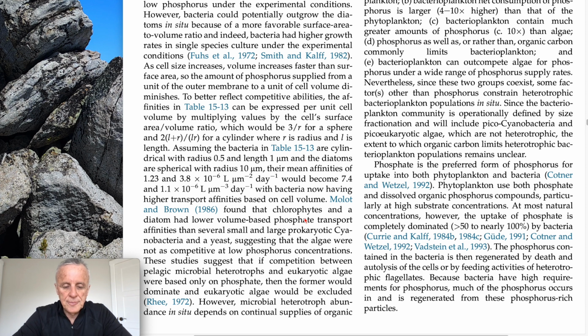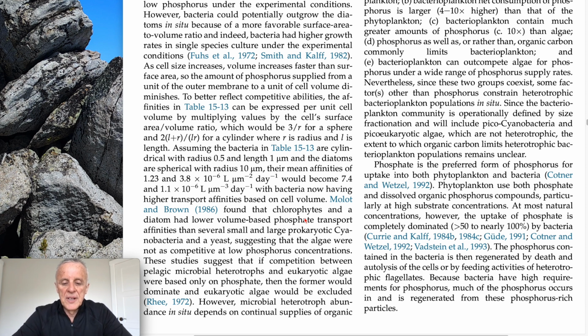is length. Assuming the bacteria in Table 15-13 are cylindrical with radius of 0.5 and length of 1 micrometers, and the diatoms are spherical with radius of 10 micrometers, their mean affinities of 1.23 and 3.8 × 10^-6 liter per micrometer square per day would become 7.4 and 1.1 × 10^-6, with bacteria now having higher transport affinities based on cell volume.